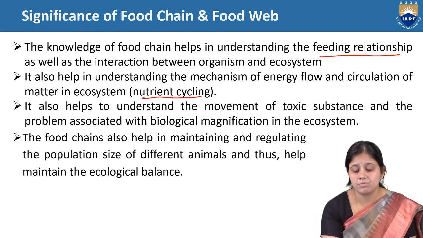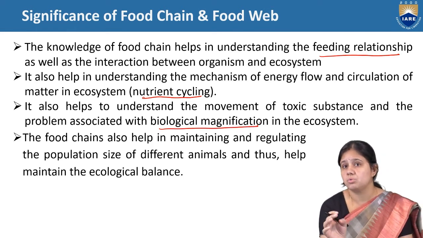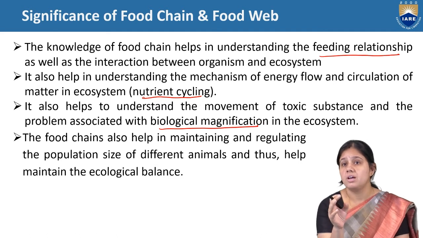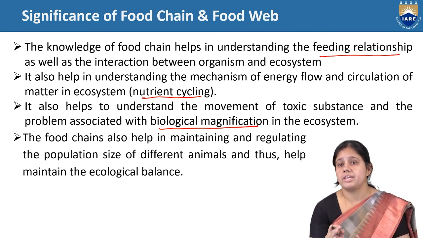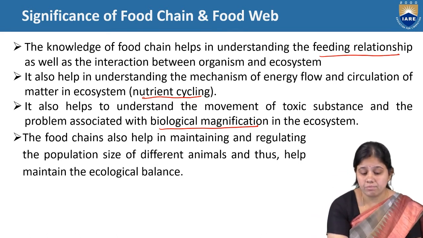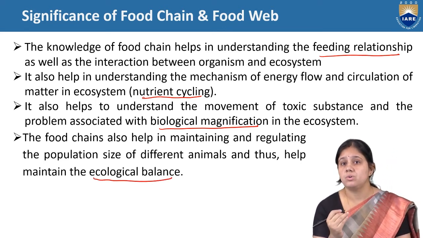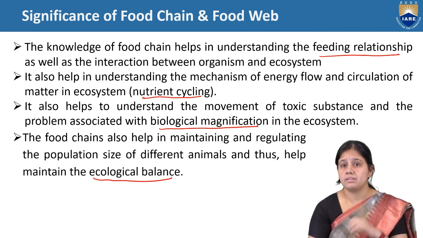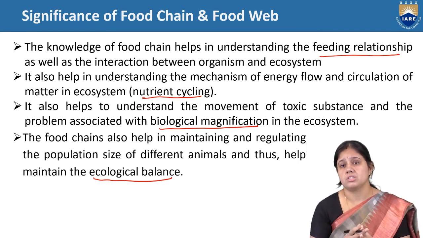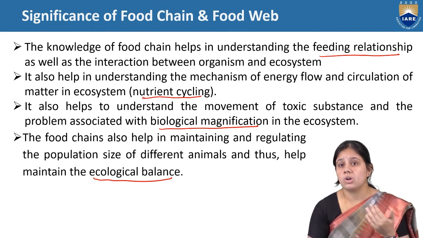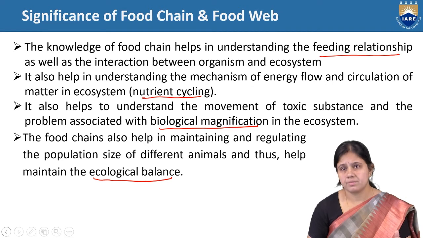And the third one is biological magnification. We come to know about the magnification of a particular toxic substance in the ecosystem. And the fourth point is the ecological balance. The food chain helps in maintaining and regulating the population size, and that will help in the stabilization of ecology. So that will help in the ecological balance of any particular ecosystem.